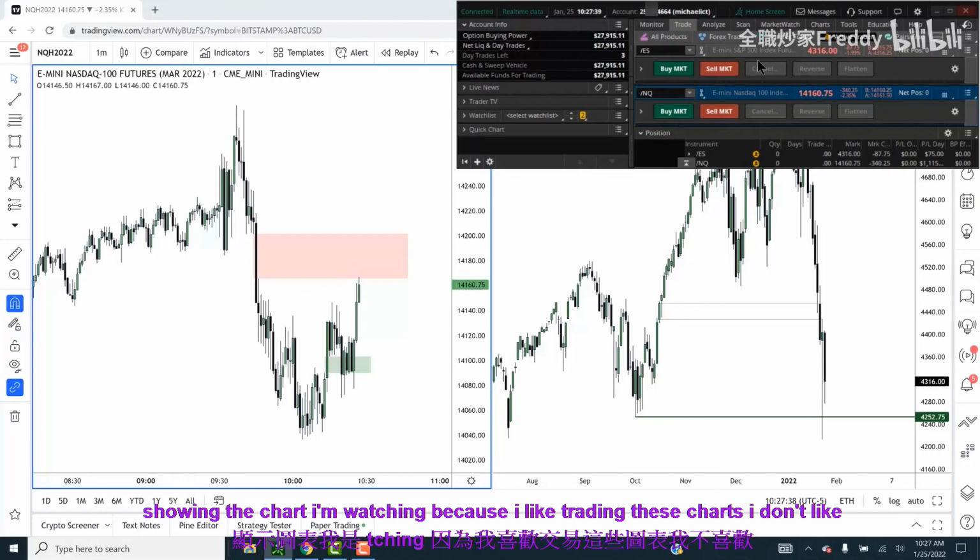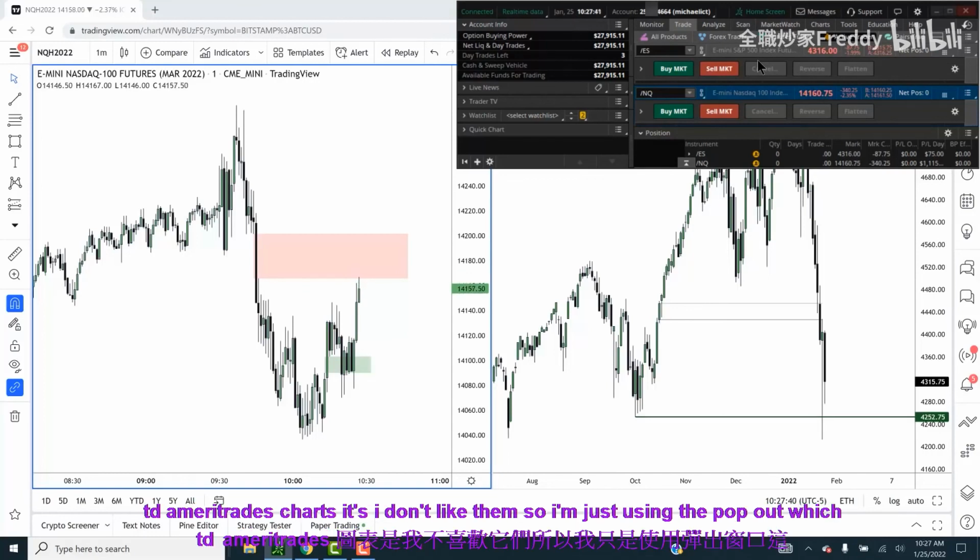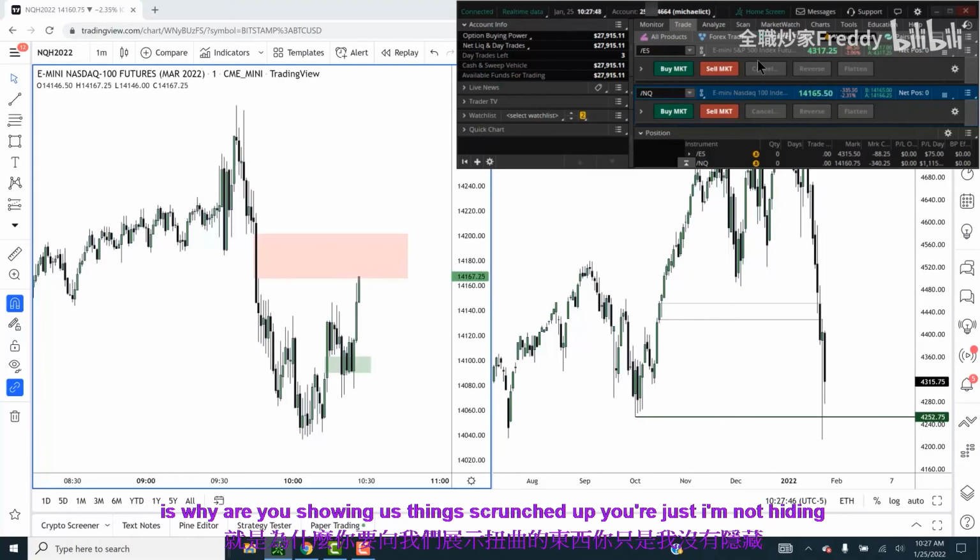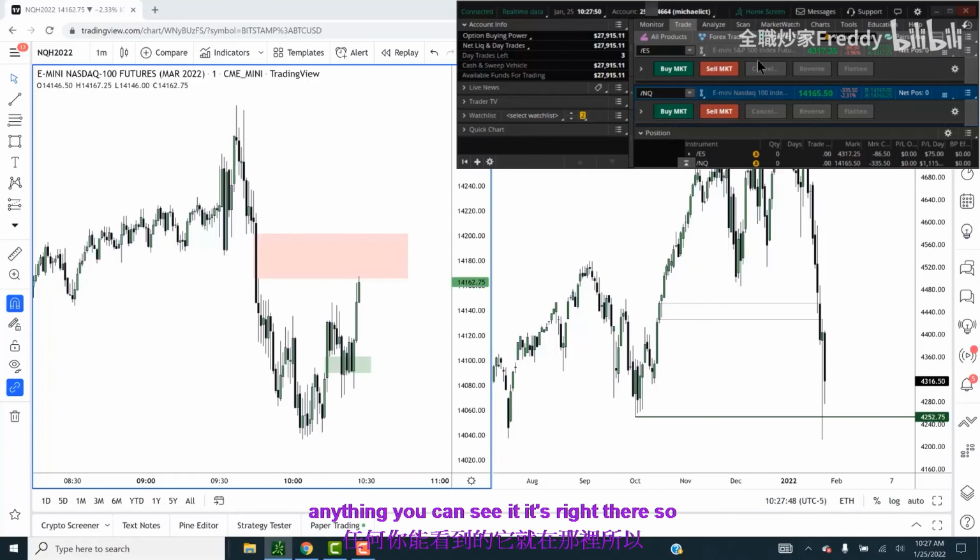And the balance now reflects it with $27,915.11. So there's TradingView showing the chart I'm watching, because I like TradingView's charts. I don't like TD Ameritrade's charts. I don't like them. So I'm just using the pop out, which is, why are you showing this thing scrunched up? I'm not hiding anything. You can see it. It's right there.